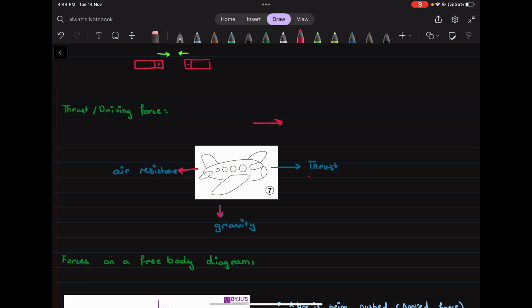This force is called thrust or driving force, and this force is caused by the engine of the object. So, for example, in this case, there's an engine in the airplane which is helping it to move forward, and this force is called thrust.